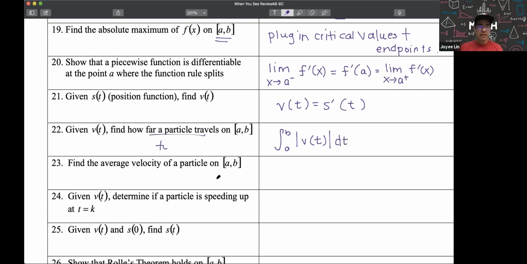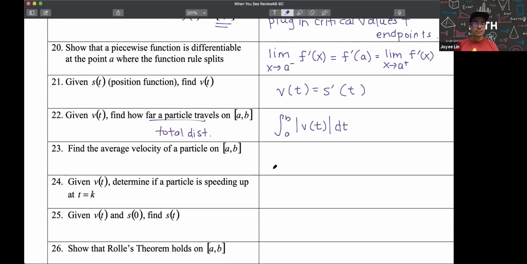Average velocity, what do we do there? We can do that way. That is one way. We can do 1 over b minus a, the integral from a to b of v of t. That is absolutely one way. Can anybody think of another way? Or the AROC of the position function, right? So here you're using s. So I'll just use s of b minus s of a over b minus a. Right? I think this one is a fascinating equality here, and it sometimes gets overlooked.